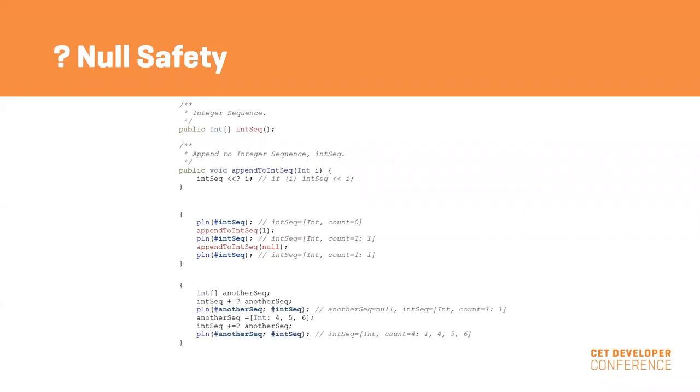Similarly, the plus equals and the minus equals operators have this syntax as well. So it just does the same thing. It checks that you're not trying to add or subtract a null list from the other list.